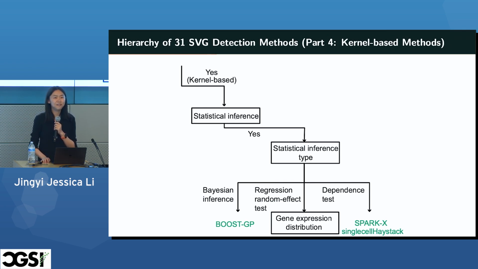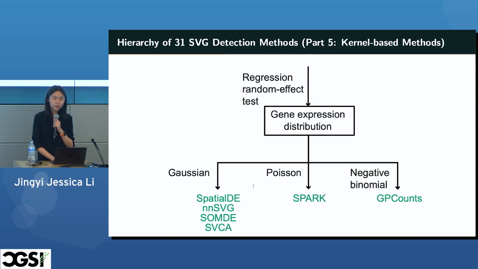I guess the reason is that if they want to use kernel, it's usually with a statistical model, so they can naturally provide some inference. And again, for the inference type, it can be Bayesian, you see Boost, and then regression random effect test, and dependence test. Especially the regression random effect test, which I will also elaborate on last, allows you to specify gene expression distribution in diverse ways. Some people said, oh, I will work with log transformed counts, then I assume Gaussian. Some people said, no, I want to work with counts directly, then Poisson. Or if I want overdispersion, negative binomial, right? So there are many methods because of that.